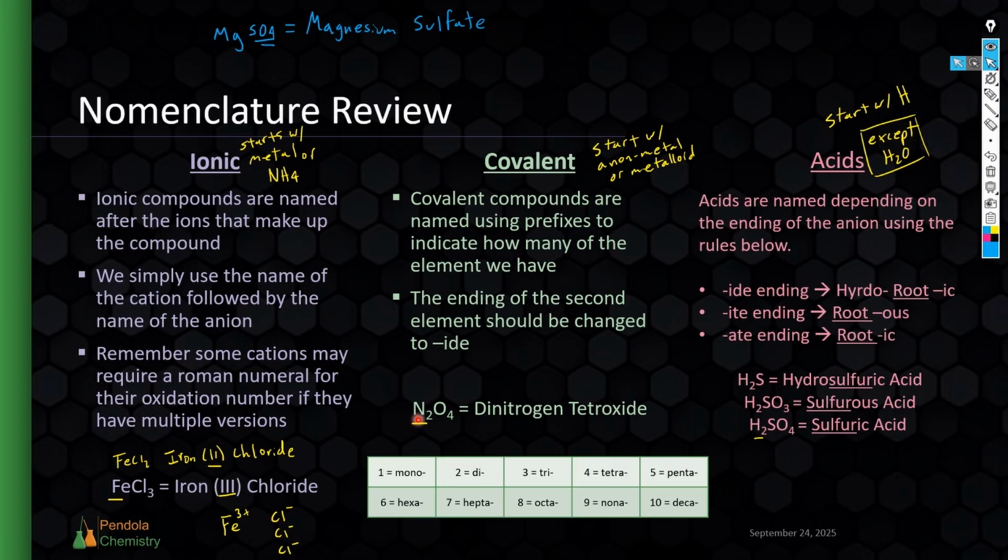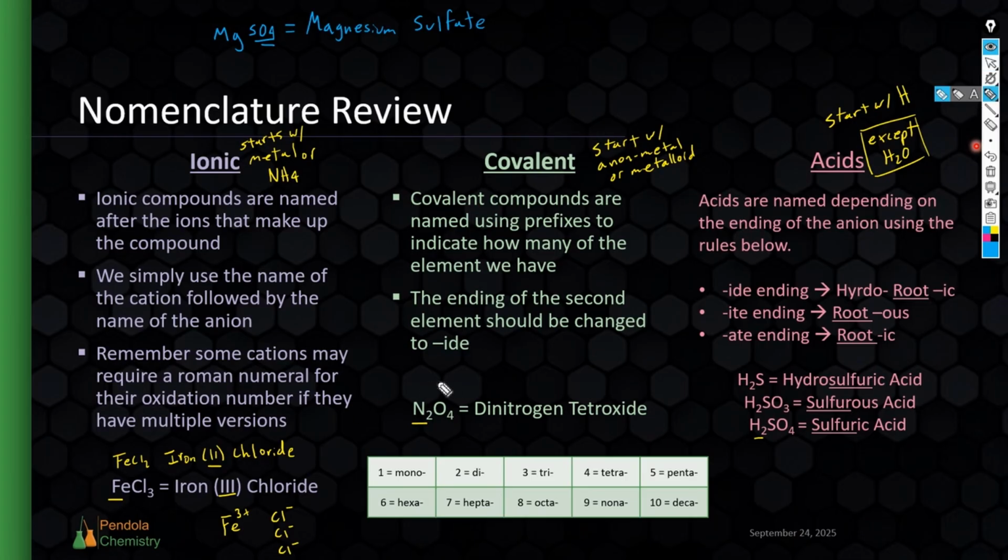So for example, N2O4, the prefix for 2 is di, so dinitrogen, meaning 2 nitrogens. And then the prefix for 4 for the oxygen is tetra, so tetroxide, because we're going to change that ending to -ide. So if it's a covalent compound, all we need to do is remember these 10 prefixes and then remember to change the ending of the second element to -ide.